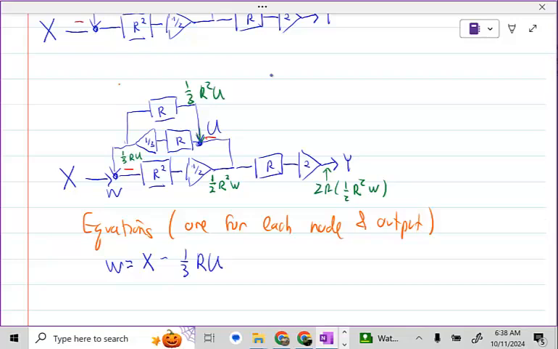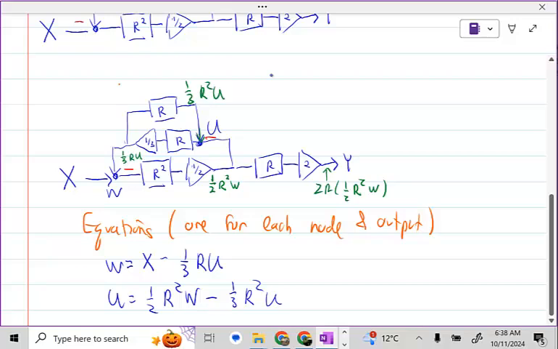Then I should be able to get another equation for U. Right? So what is U equal to? Well, U has two inputs. It has the input from here, and it has the input from here. So I can simply write that as a sum of two equations. So that's 1/2 R squared W minus 1/3 R squared U. All right?